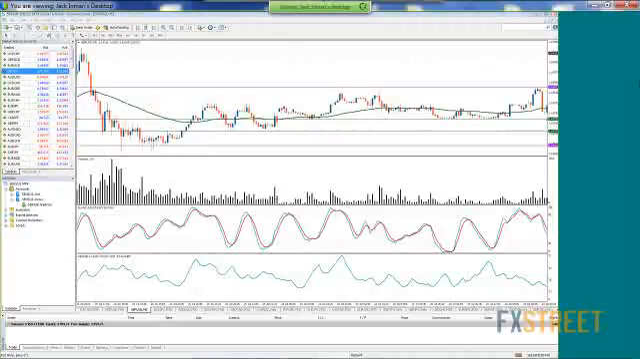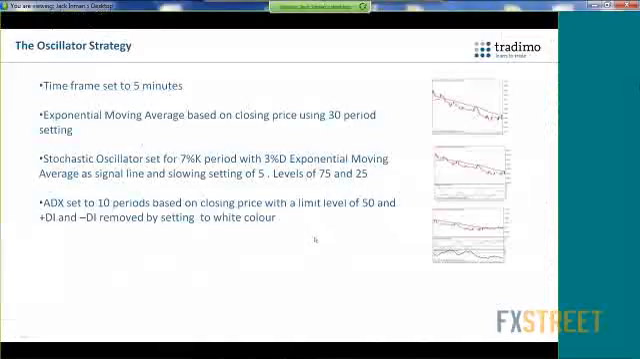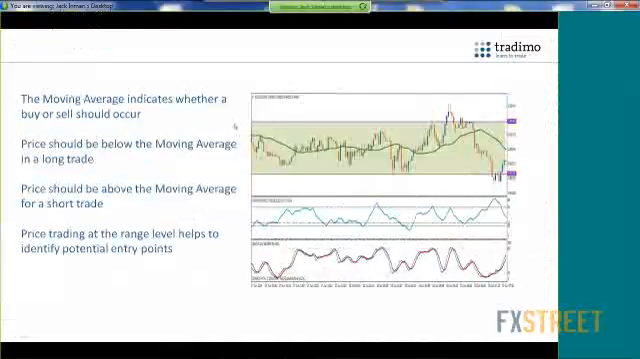And if we just pop back to the slideshow and have a little look at what's going on on the next slide, the moving average very much is the first thing we'll start with. It indicates whether a buy or sell should occur. Now, unlike traditional moving averages in a trending market, where we're looking to follow the moving average, or the triple moving average or the double moving average, in this particular strategy we actually like the moving average to be in the middle of the range. We like it to be indicating a range in the market.